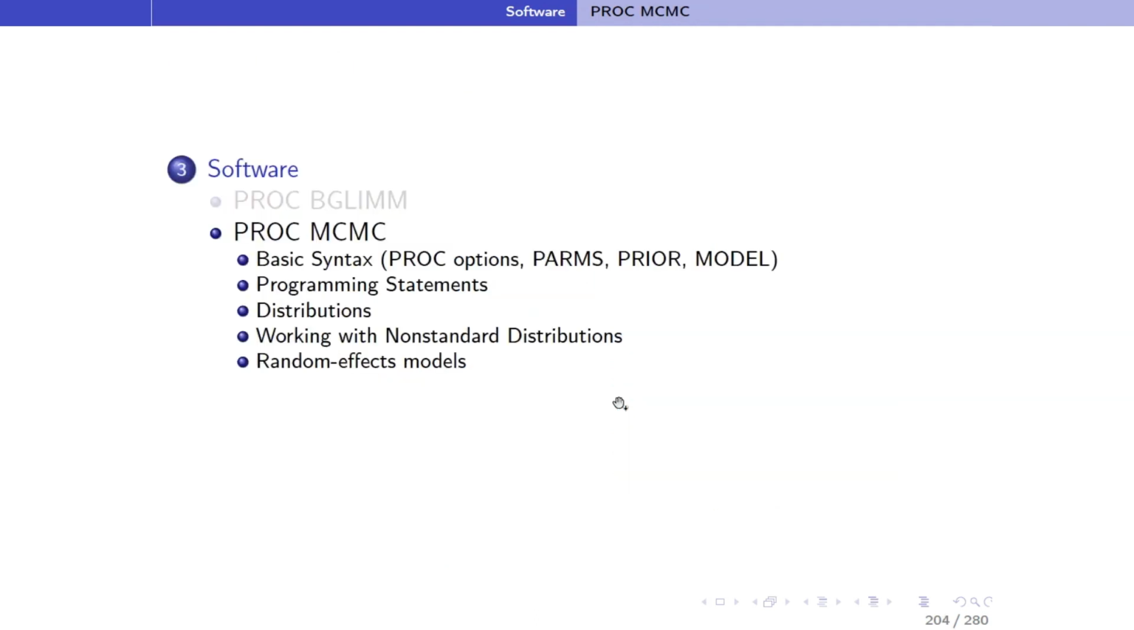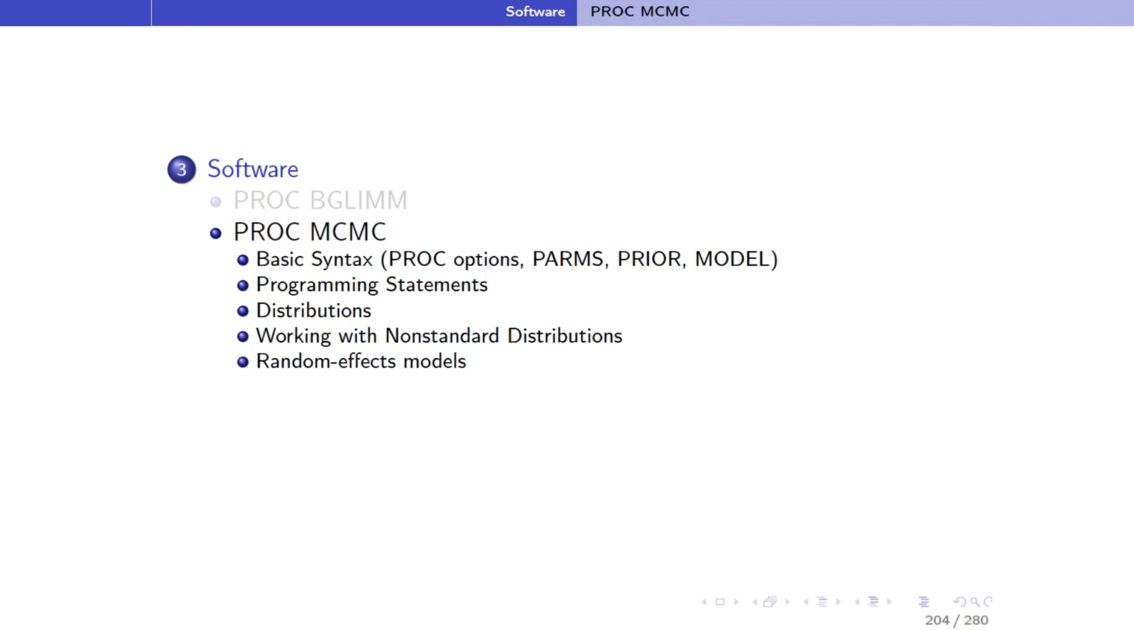For the next few minutes, we will just go on and talk about the more general sampling algorithm, PROC MCMC. This last part is on PROC MCMC, and I'm pushing very close to the 2-hour limit, and this part will just be very high level. I'm going through what's in it.